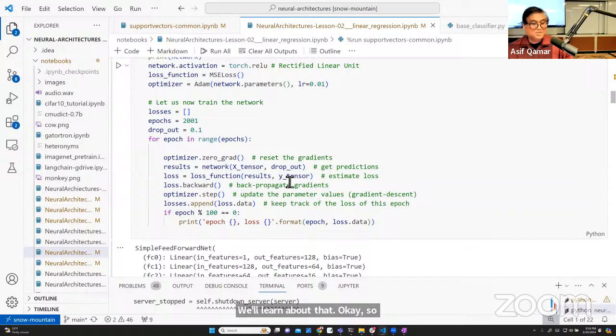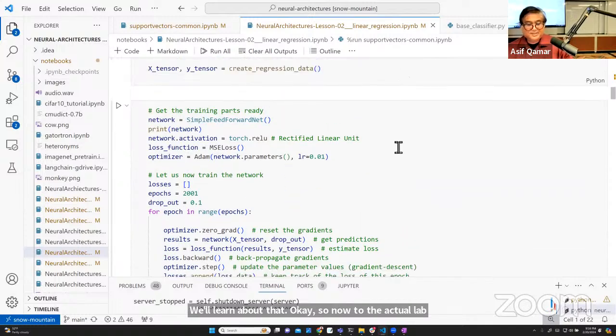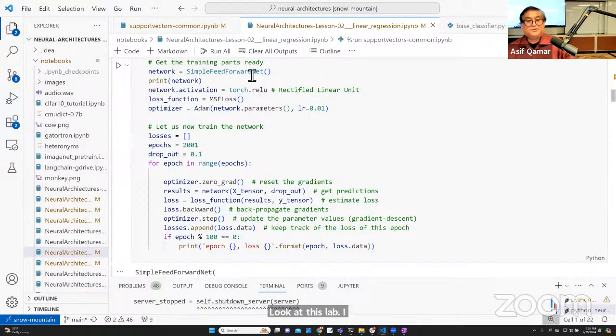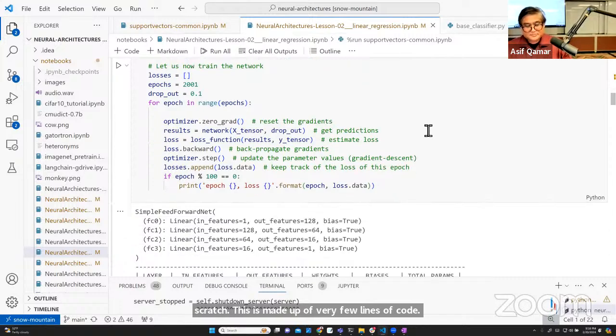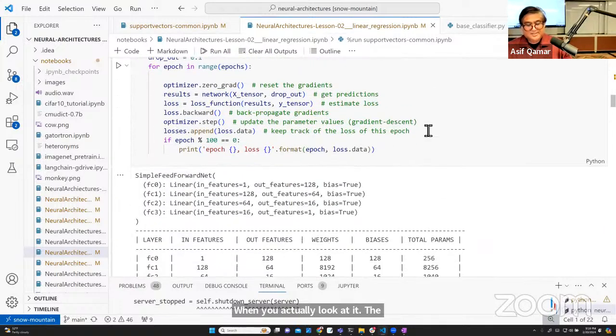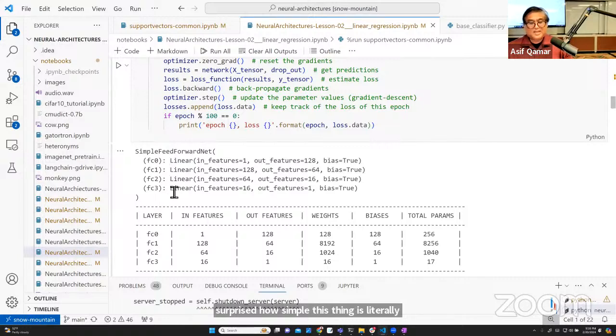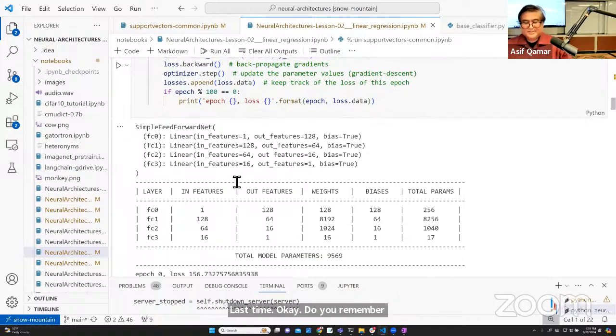Okay, guys. So now to the actual lab. Look at this lab. I created literally a feed-forward network completely from scratch. This is made up of very few lines of code when you actually look at it. You'll be surprised how simple this thing is. Do you see these 4 layers? Actually 3 real layers. It has just 3 layers of neural network. It is exactly what you were playing around with in your TensorFlow playground last time. You remember that? So this is it.